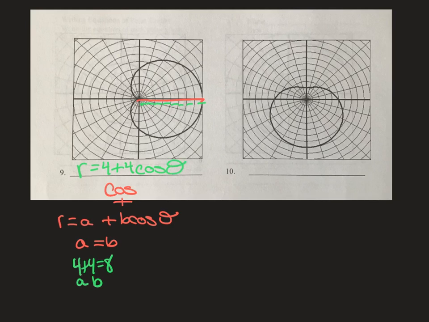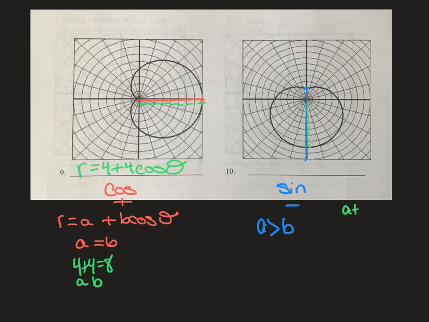Number 10, this is that flat side right here that we were talking about. So this is the indented loop, almost an offset circle, it has a little dent in it. So it's going to be a sine, and it's going to have a minus because I'm on this negative y-axis right here. For the indented loop, a is bigger than b. The long side is 1, 2, 3, 4, 5, 6, 7, 8.